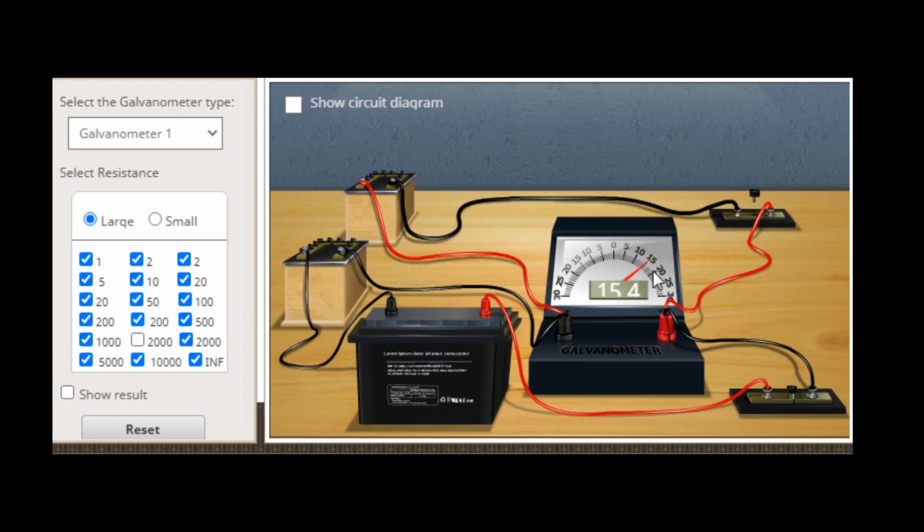So you are finding deflection in the galvanometer is 15, and the deflection in galvanometer indicates the current flowing through the circuit. Now if you take out say 1000 ohm, so full deflection is there, and let us now find out for what value of shunt resistance the deflection in galvanometer becomes half of 30, that is 15.